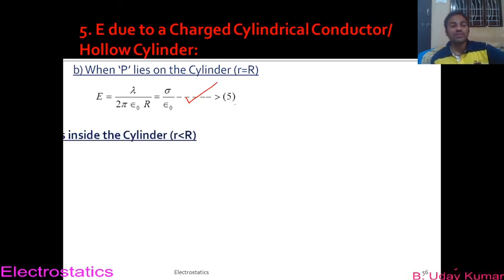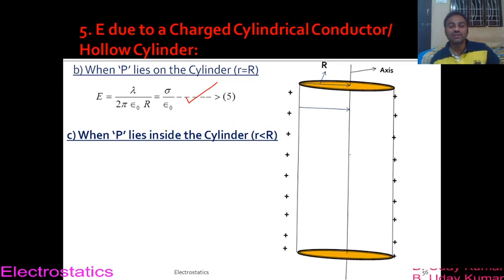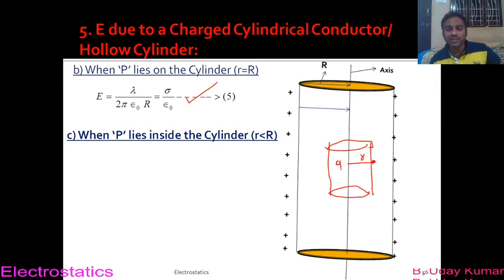And now let us try to determine the electric field intensity at a point P when it lies inside the cylinder. So this is our real cylinder that we have considered. If point P is present inside it, what is going to happen? Let us assume that the point P is present here at a distance of small r. We just construct a Gaussian cylinder here like this. Now let us assume that the charge present inside this cylinder is some q dash.